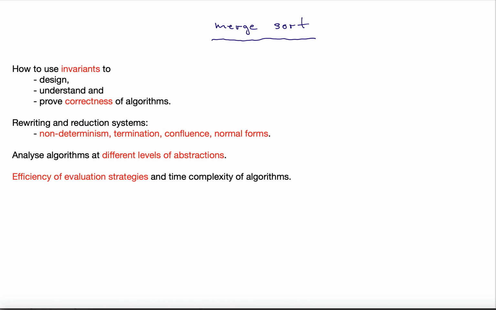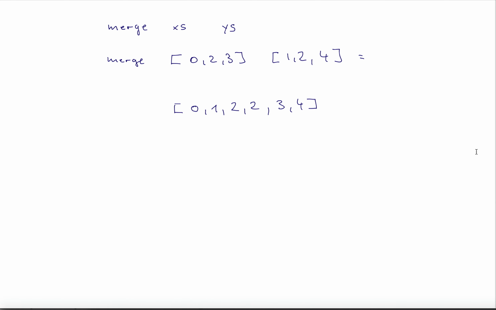Okay, so merge sort is all about merging lists. So let's look at this first. So you can see here that merge takes two arguments. And I give you an example here. So if you have two lists, 0, 2, 3, and 1, 2, 4, and we want to merge these lists, so how do we do this?